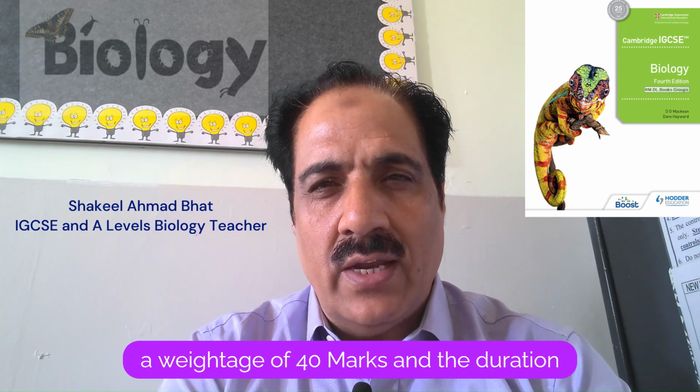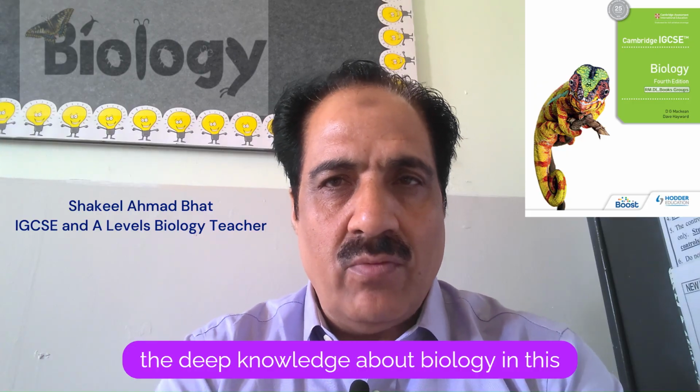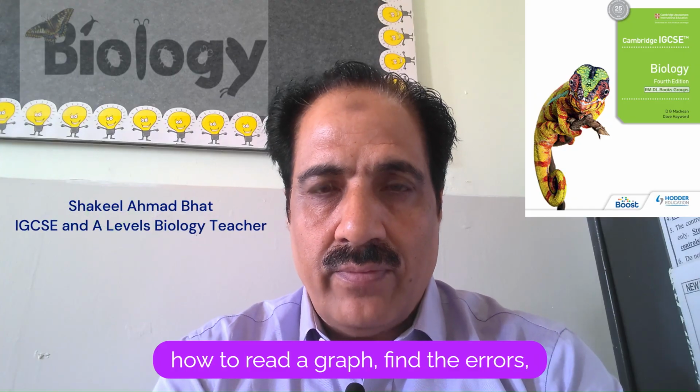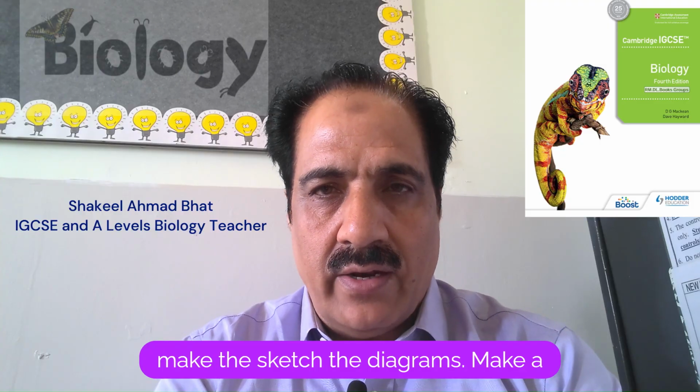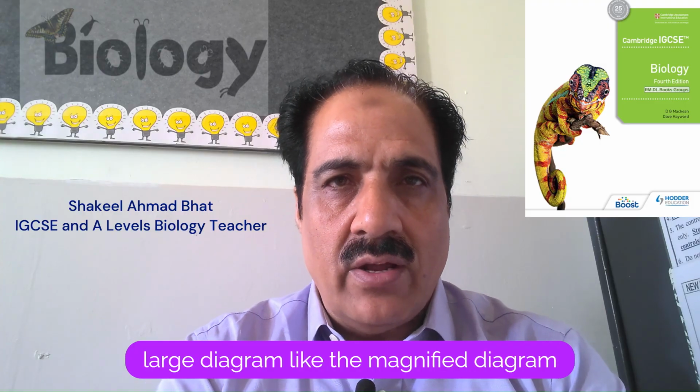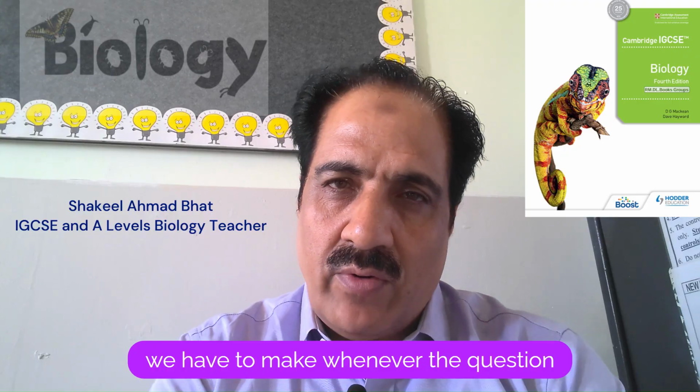Paper 6 is the alternative to practical paper which has a weightage of 40 marks and a duration of 1 hour. We don't need to have deep knowledge about biology in this paper, but we must know things like how to read a graph, find the errors, and make sketch diagrams, like the magnified diagrams we have to make.